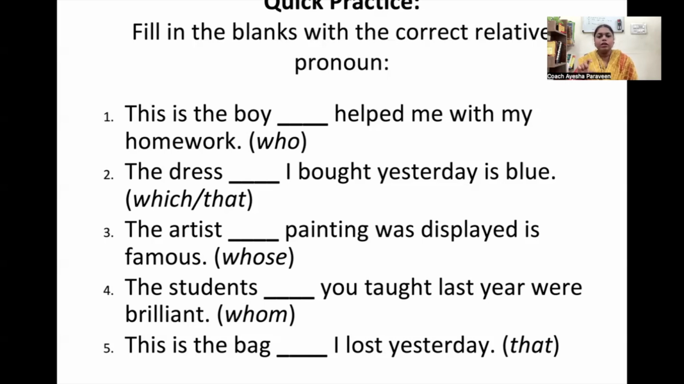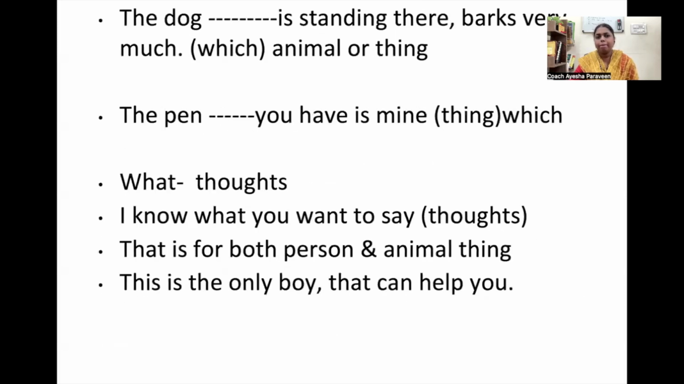The students whom you taught last year were brilliant. This is the bag that I lost yesterday. So we can also use what. What, when you're talking about some thoughts. If you're talking about some thoughts, you can use what also. I know what you want to say. This is the only boy that can help you.